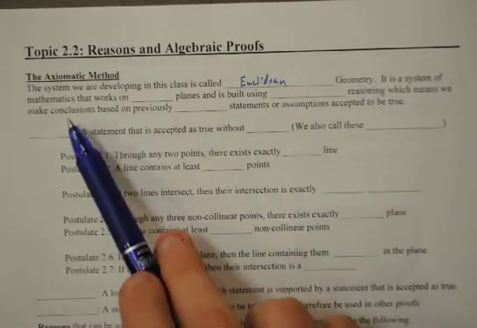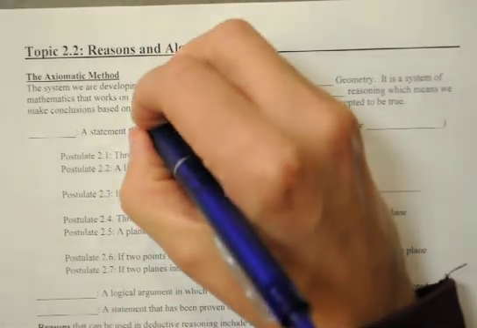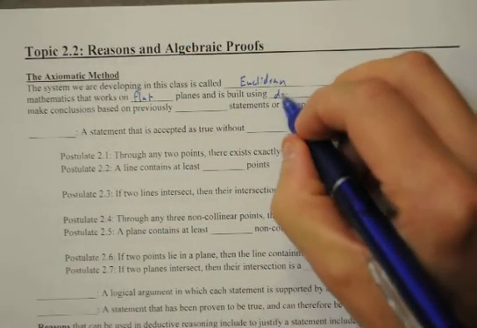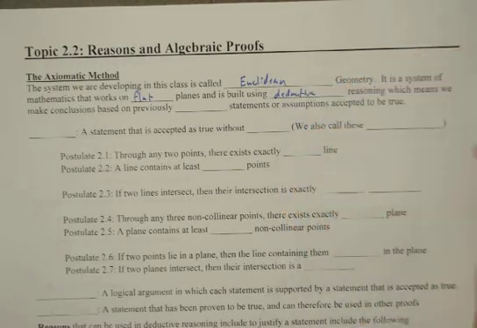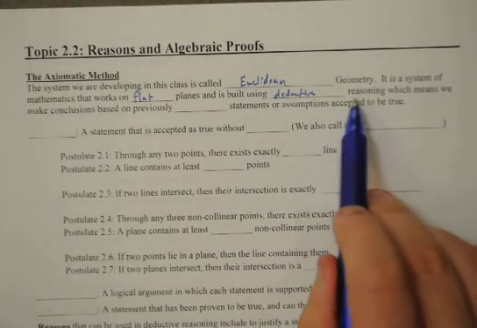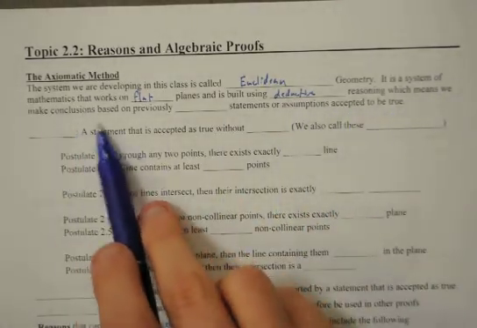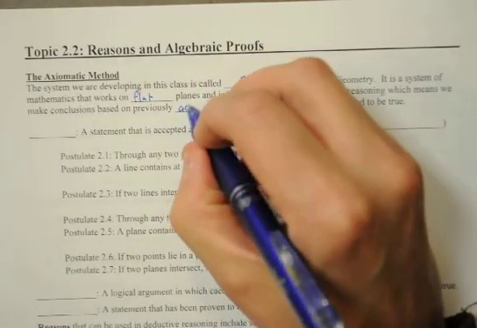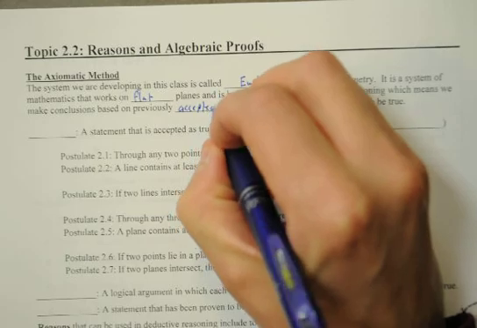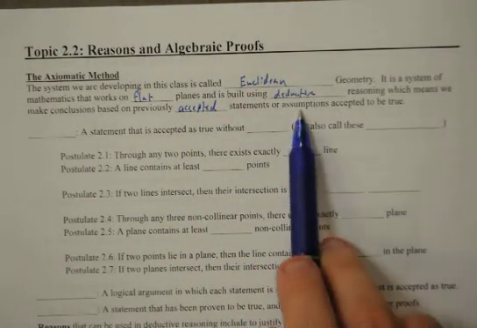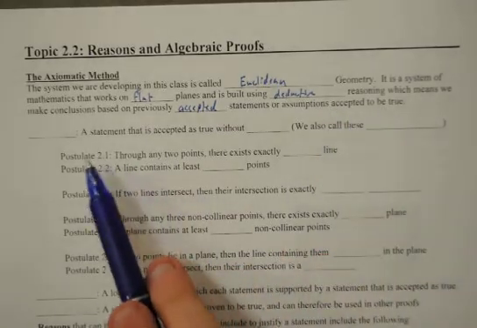It is a system of mathematics that works on flat planes and is built using deductive reasoning, meaning we're assuming things and we're using those assumptions to make other claims. Deductive reasoning, which means that we make conclusions based off of previously accepted statements, or assumptions accepted to be true.